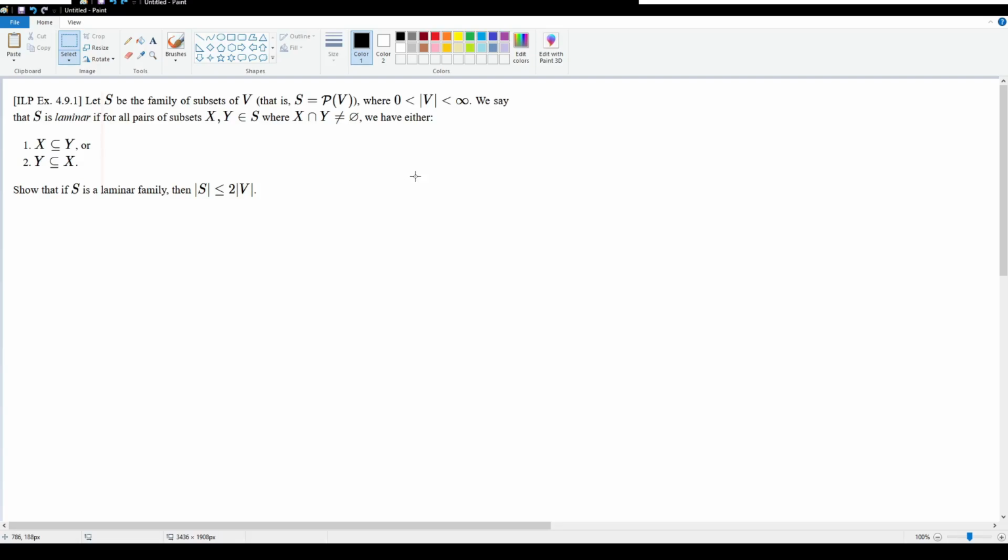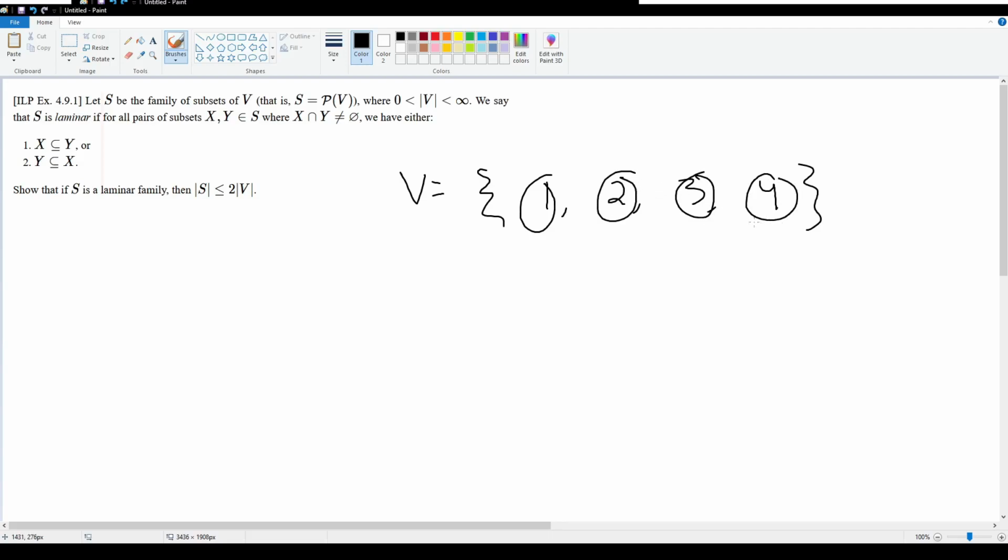Let's say that V is equal to 1, 2, 3, 4, right? If we just draw some circles around those to indicate subsets, then this subset of subsets, that's laminar, right? Because it obeys the property. Now, there happen to be no pairs that are not disjoint, so of course they obey that property.